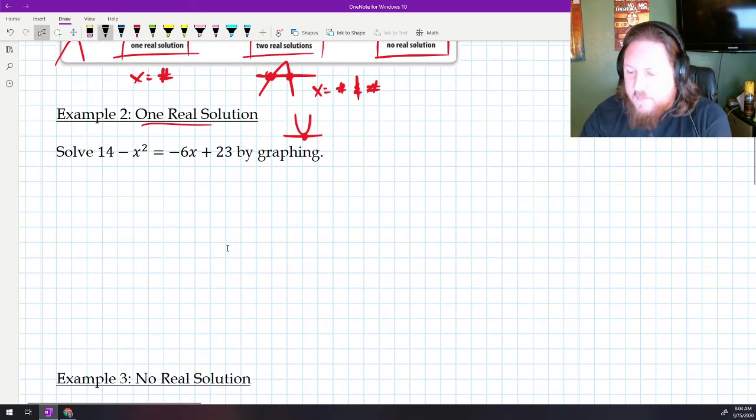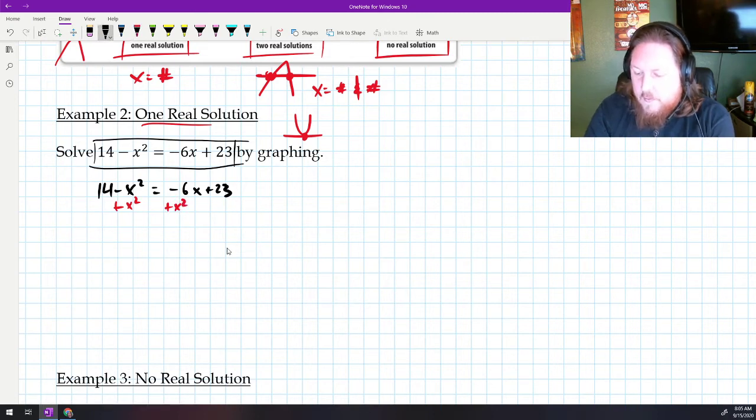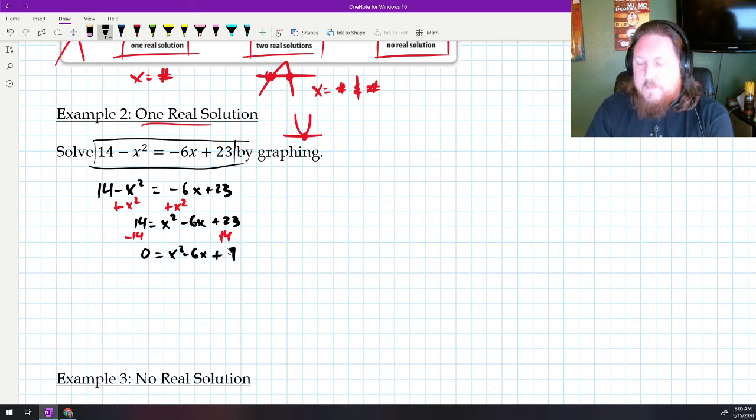Now, before we can solve it, I need to take this whole equation and set it equal to 0. So 14 minus x squared equals negative 6x plus 23. I need to move the x squared over, so I'm going to add x squared to both sides. And I get 14 equals x squared minus 6x plus 23. Subtract 14 from both sides. And now on my left hand side I have 0 equals x squared minus 6x plus 9.